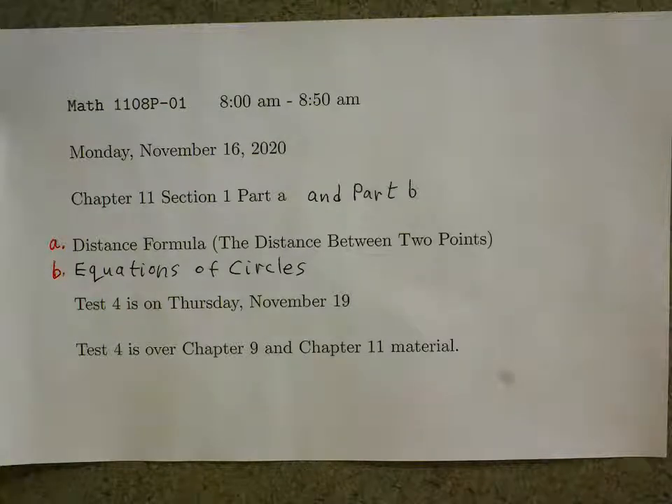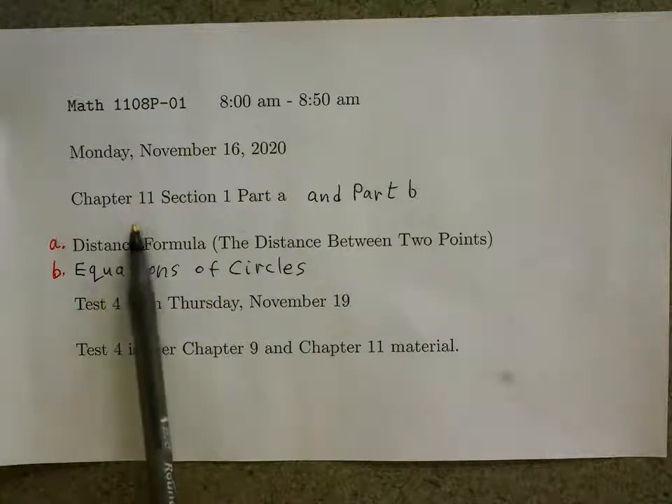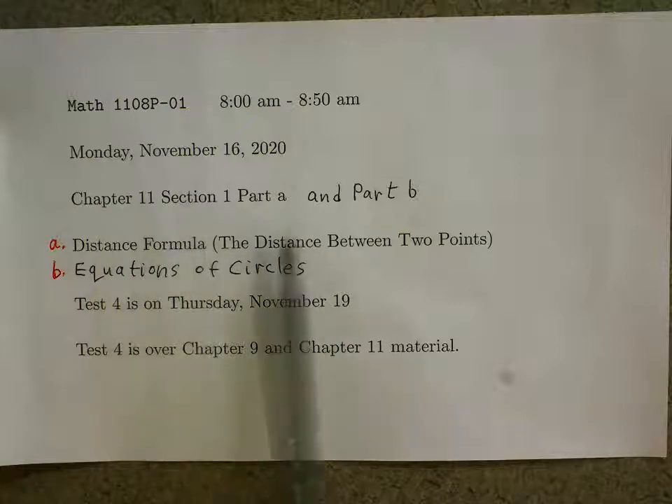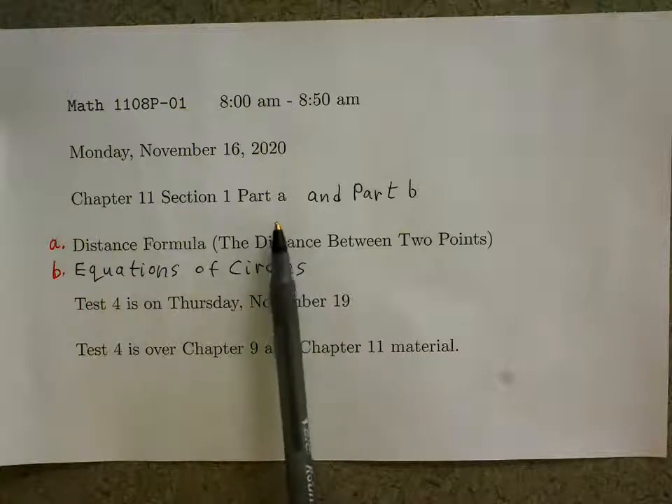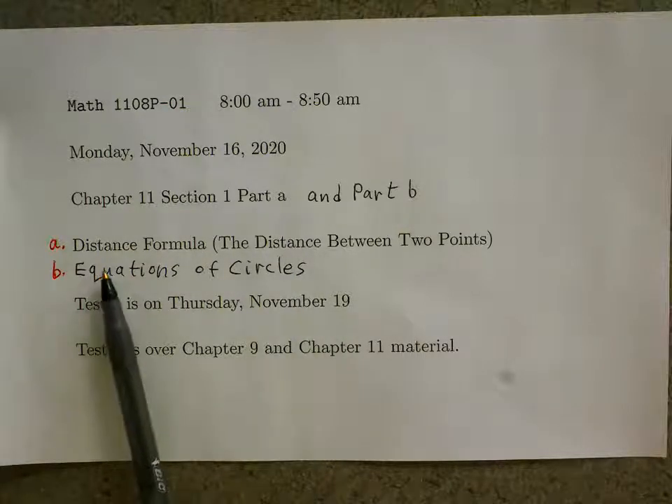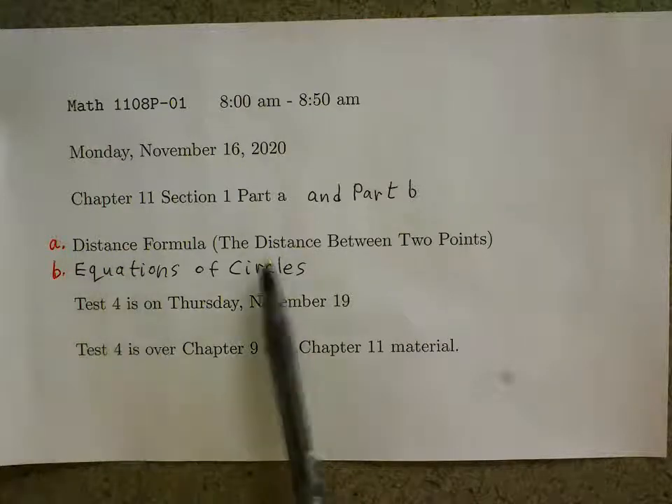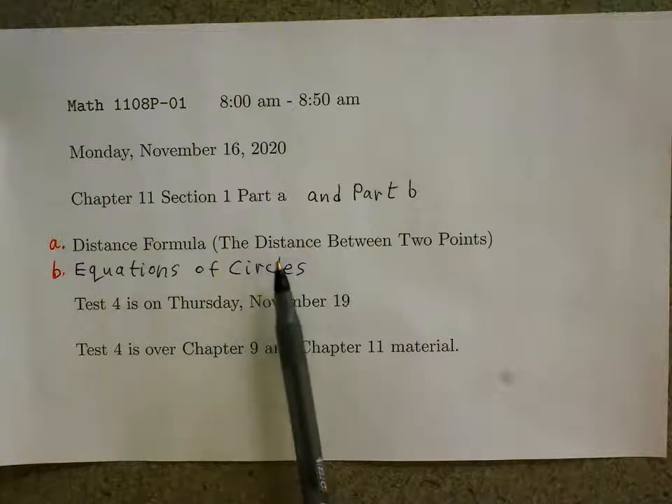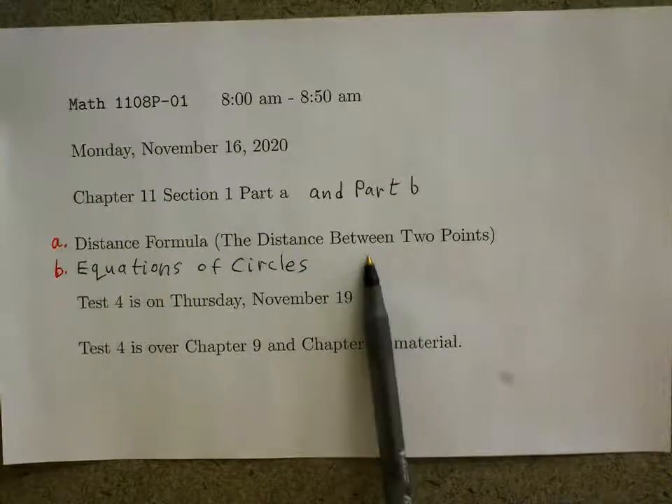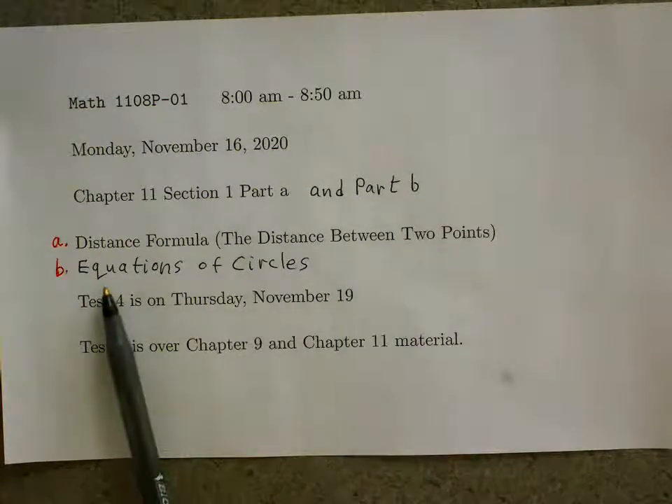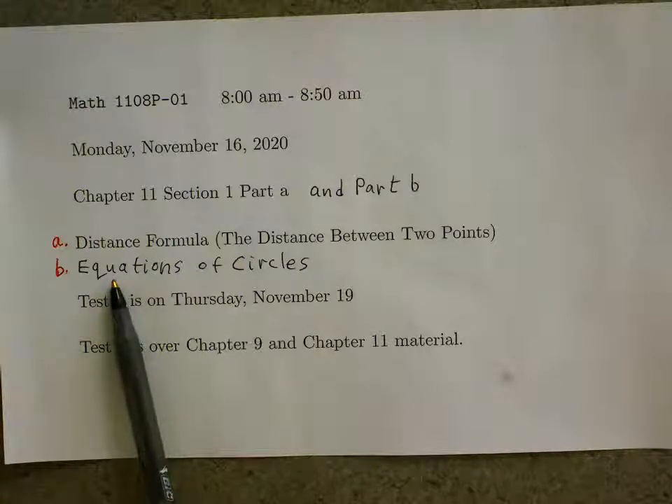Today we'll be in the last chapter that will cover section 1. There are two parts. Part A is about the distance formula, which means that we'll be able to find the distance between any 2 points in the xy plane. And closely related to that are equations of circles, as you will see.